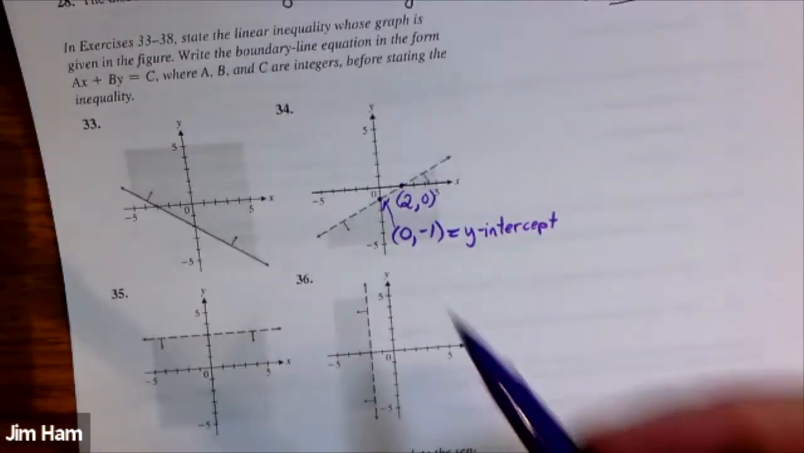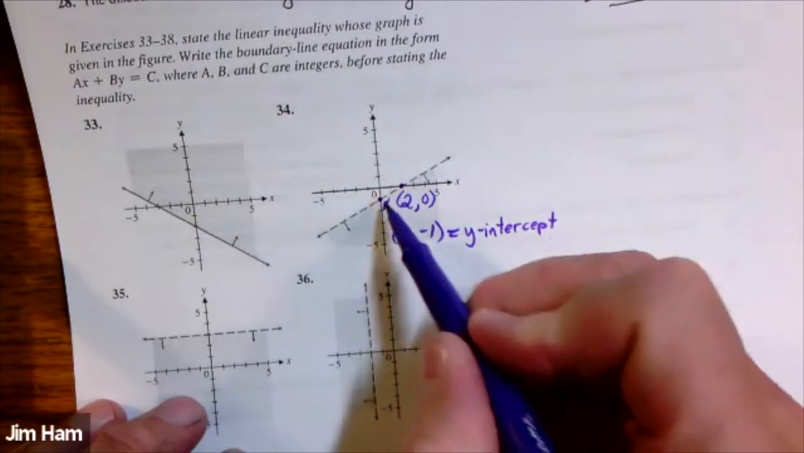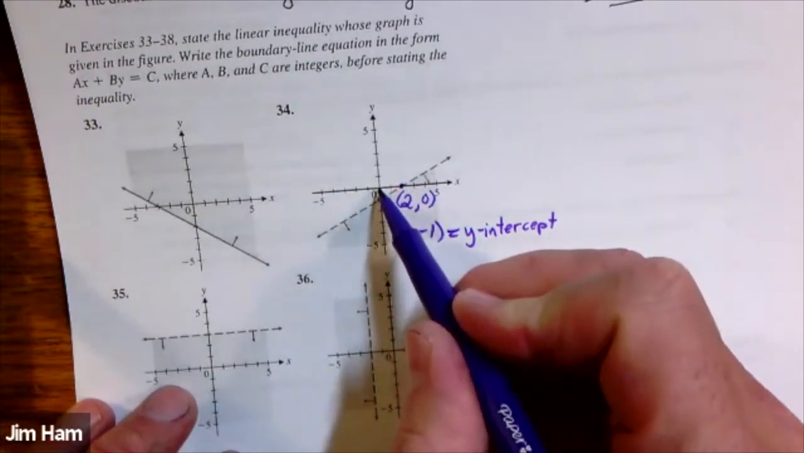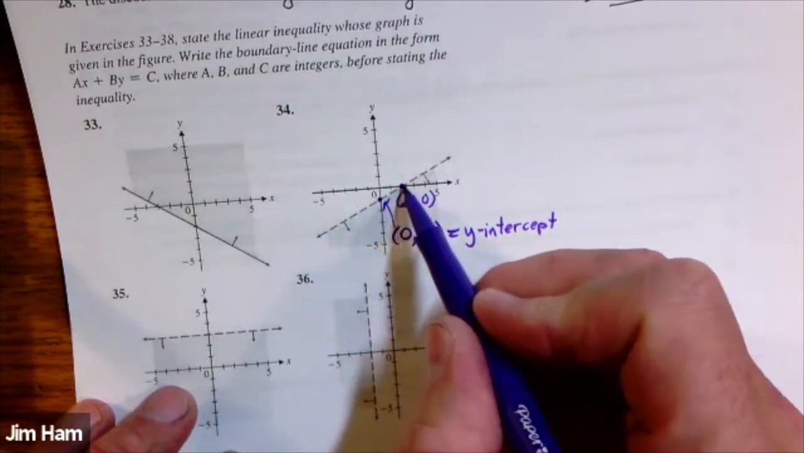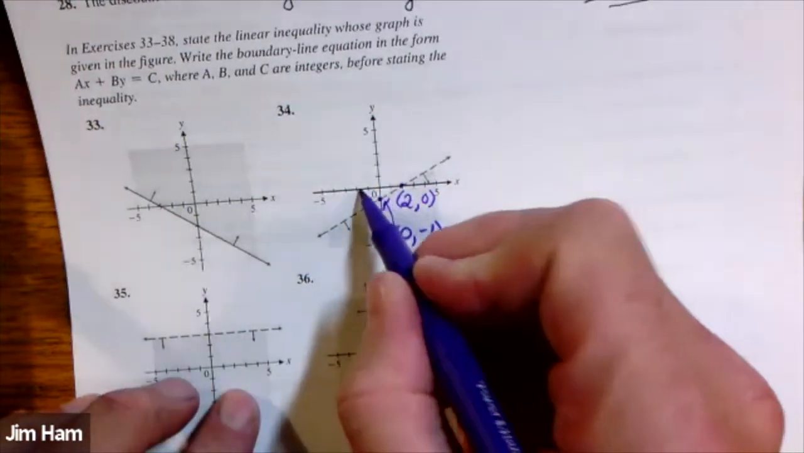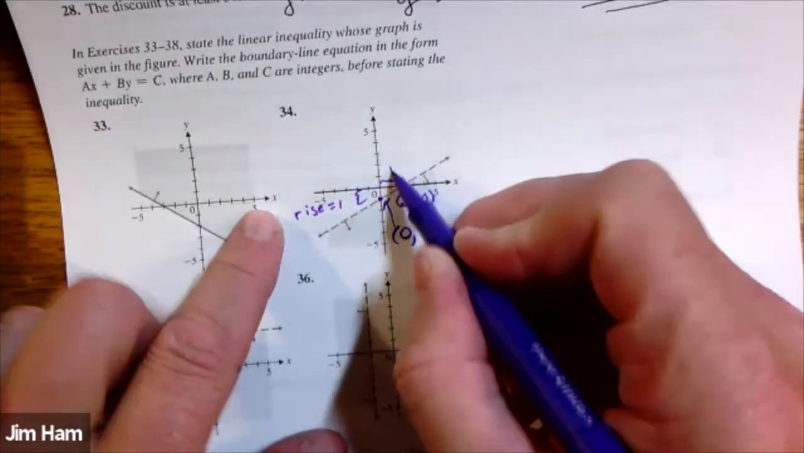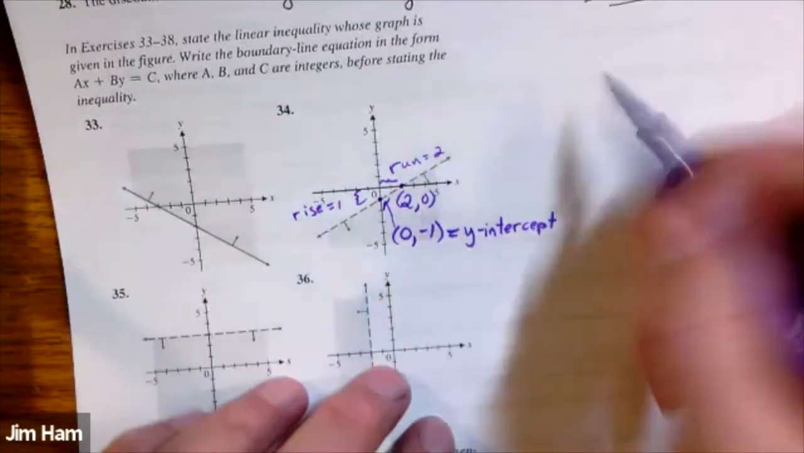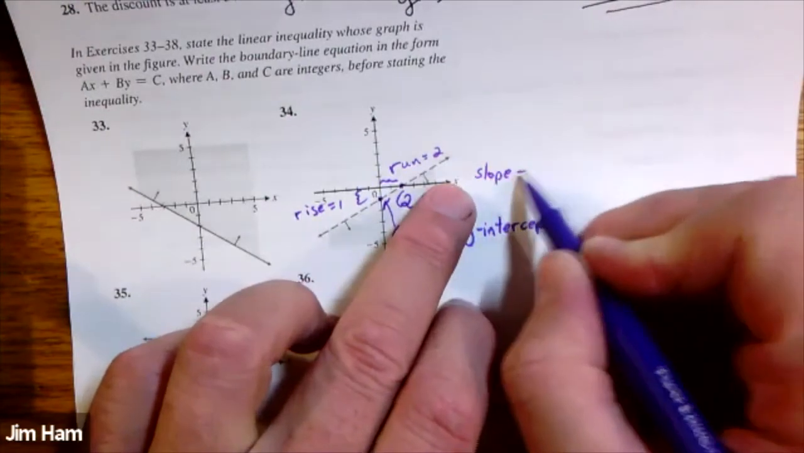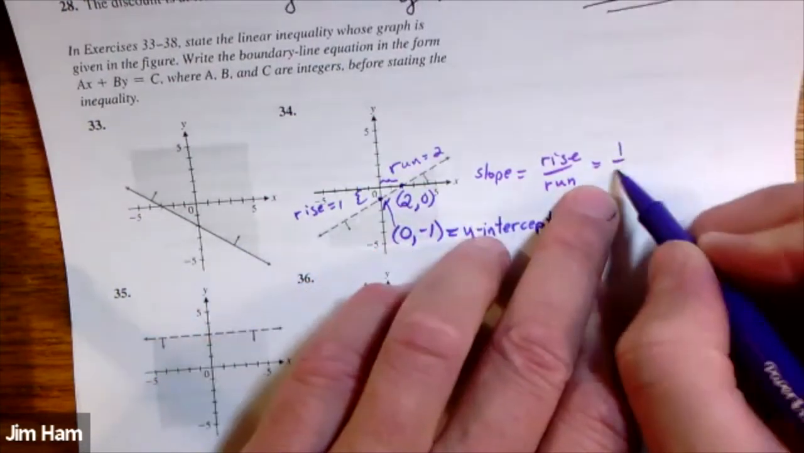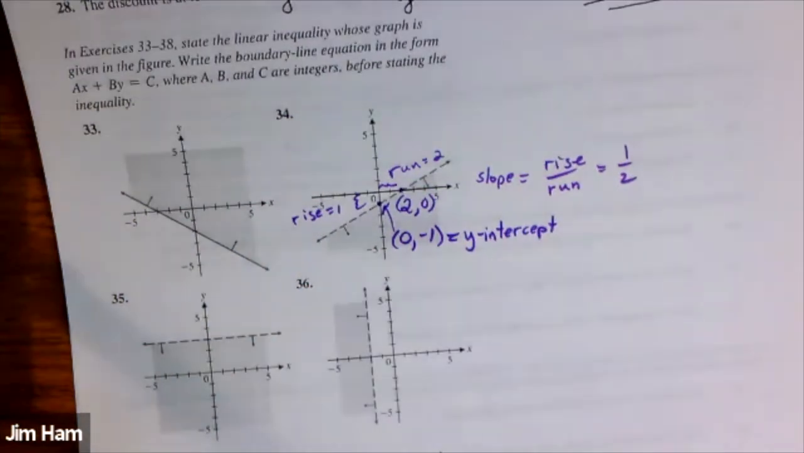And then the slope, as we go from one point to the next, let's say if I start here and I want to go over to this point here, and I can only go vertically or horizontally, I want to go up 1, the rise is 1, and the run is 2. So rise equals 1 and run equals 2. So the slope is equal to rise over run, which is 1 over 2. So that's the slope. That's the value of m.